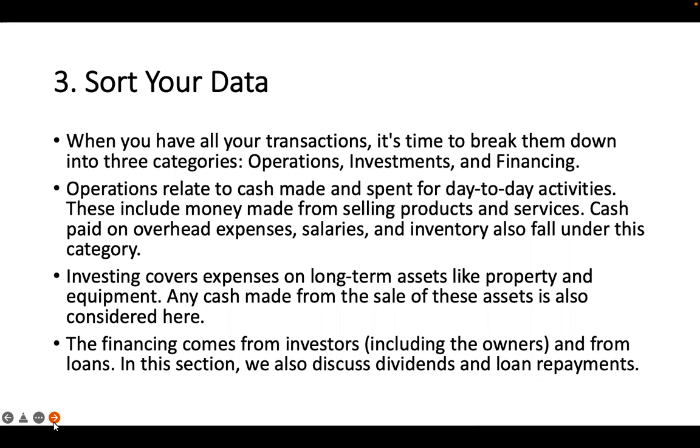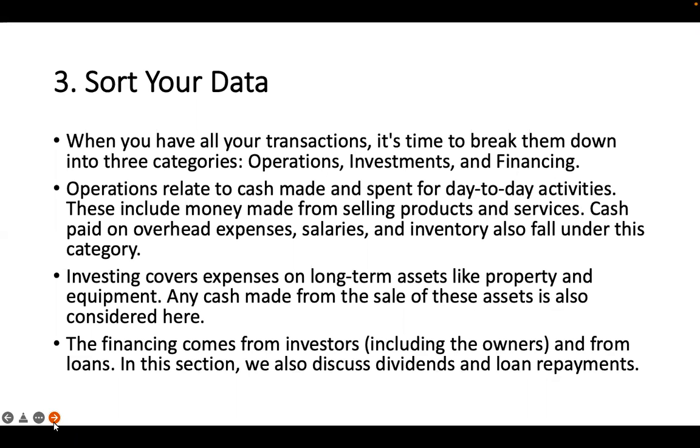what we have to do now is sort that data. When we have all the transactions, it's time to break them into 3 categories. This is important. We have to segregate our data on the basis of these 3 options: operations, investment, and financing. These are the 3 types of categories available when we are preparing a cash flow statement. First one is operations, second one is investment, and third one is financing. Now we will try to understand what the operation expenses are, what things relate to investment, and what entries would be under the category of financing.